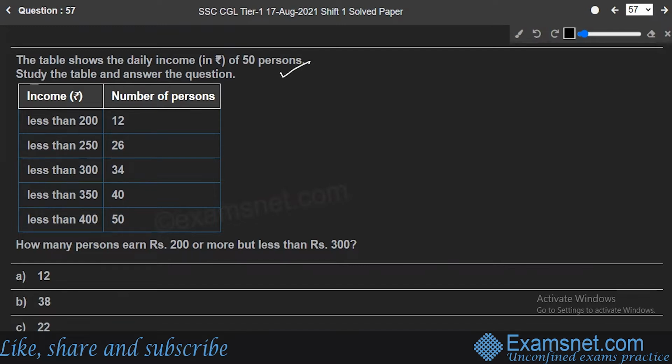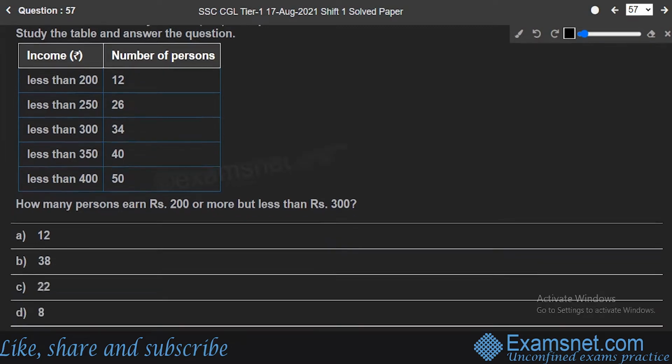Less than 200 is the income of 12 people. Less than 250 is the income of 26. Less than 300 is the income of 34 people. Less than 350 is the income of 40 people. Less than 400 is the income of 50 people. The question is, how many people earn 200 or more but less than 300? This is a very easy, general question.